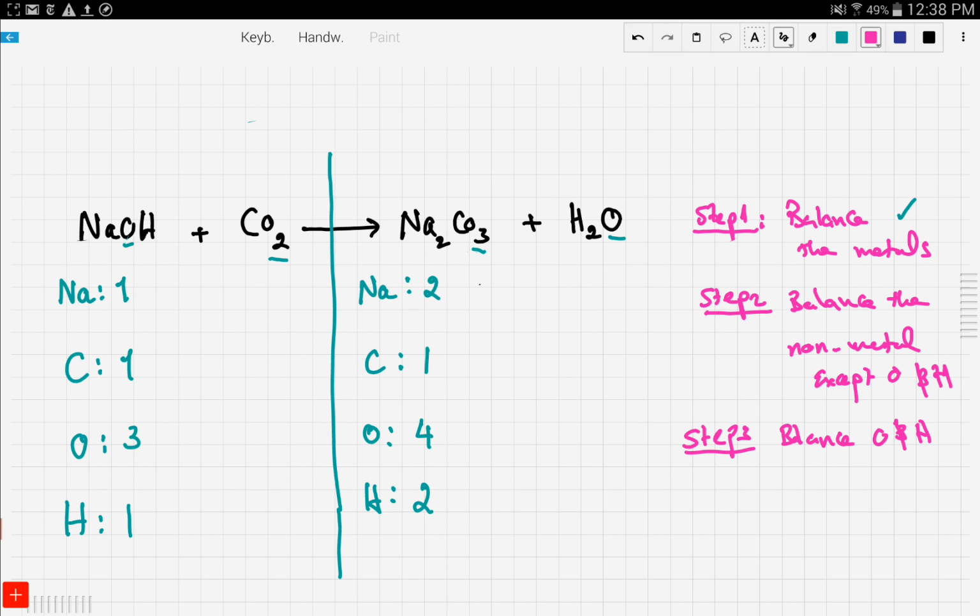Now let's balance. We said we start with the metals, and where are the metals here? The sodium. So the sodium, there's 1 here and a 2 there, so we multiply here by 2, so this becomes a 2. Now this also changes the oxygens. Now we have 4 oxygens and we have 2 hydrogens. Now we check, are our elements balanced? Yes. 2 here and a 2 there, 1 here and a 1 there, 4 and 4, 2 and 2, so voila, you have your balanced chemical equation.